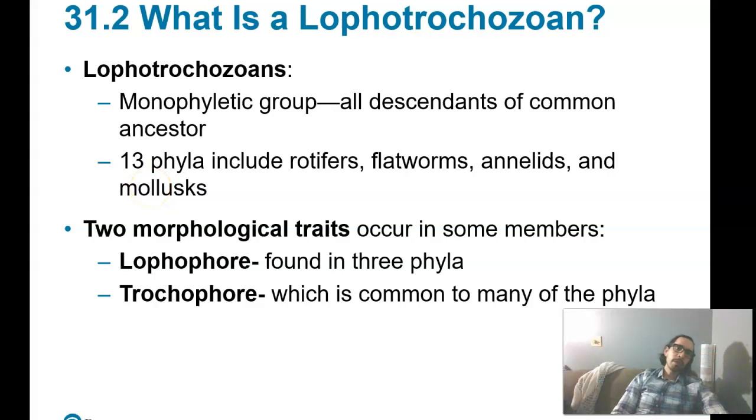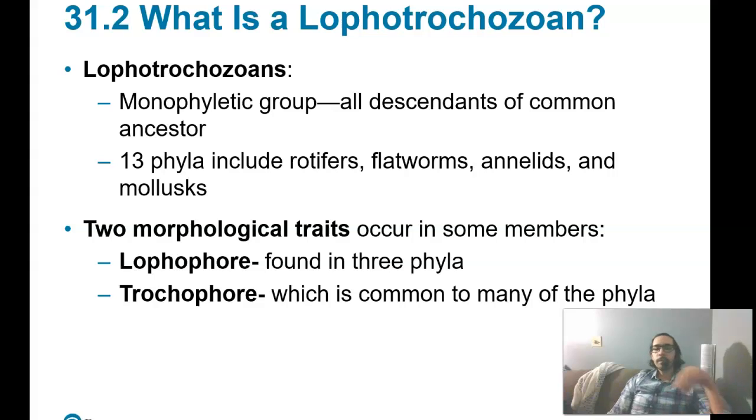So now we're going to move on to what is a Lophotrochozoan. Lophotrochozoans are a monophyletic group, so that means that they are the descendants of a common ancestor. There's 13 phyla, and these include things like rotifers, flatworms, annelids, and mollusks. And there's two morphological traits that occur in some of the members of Lophotrochozoa.